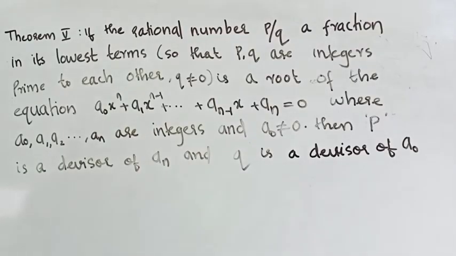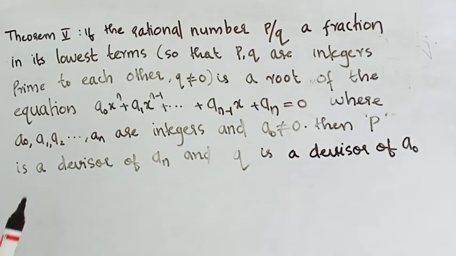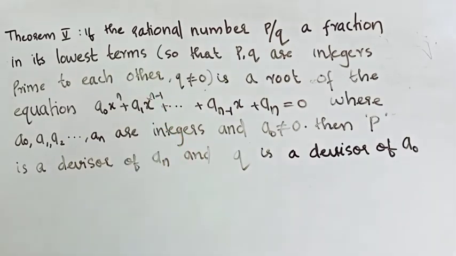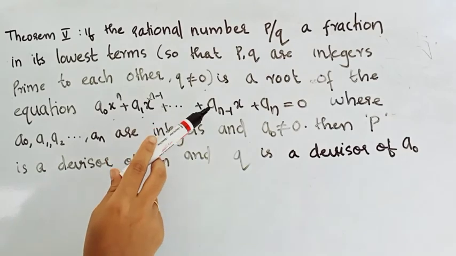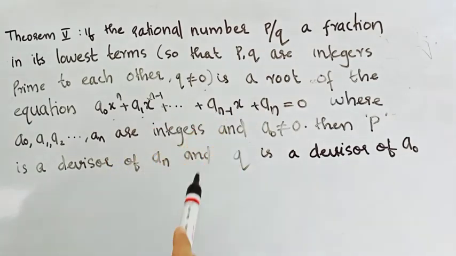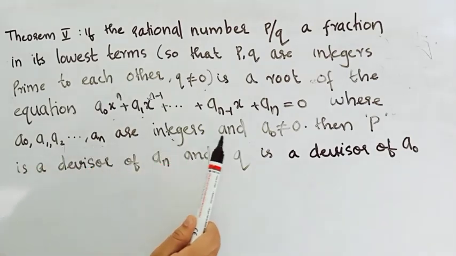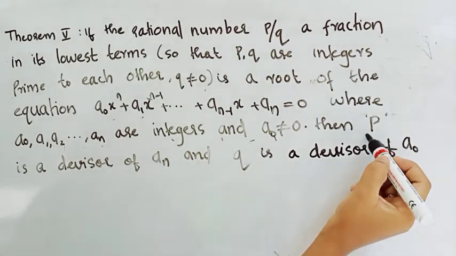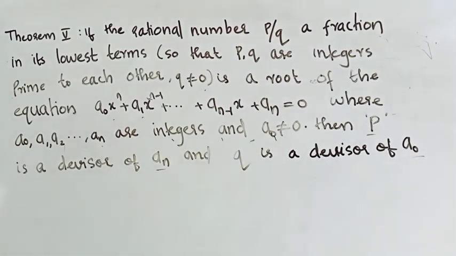If the rational number p by q, a fraction in its lowest term, so that p and q are integers prime to each other where q is not equal to 0, is a root of the equation a naught x raised to n plus a1 x raised to n minus 1 plus etc plus an minus 1 into x plus an equal to 0, where a naught, a1, a2 etc an are integers and a naught is not equal to 0, then the theorem says p is a divisor of an, q is a divisor of a naught. Have you got it?